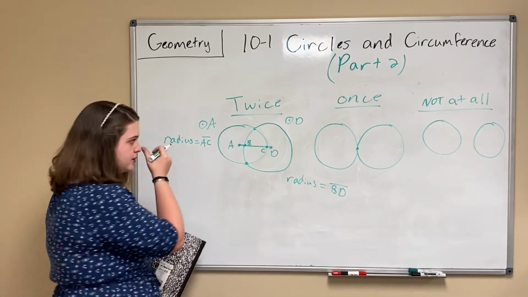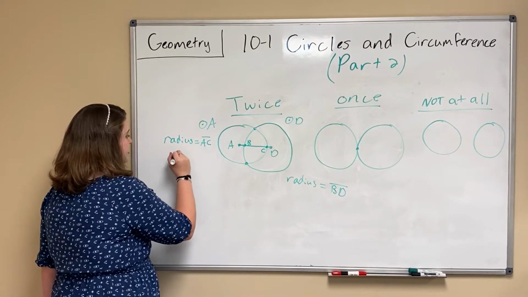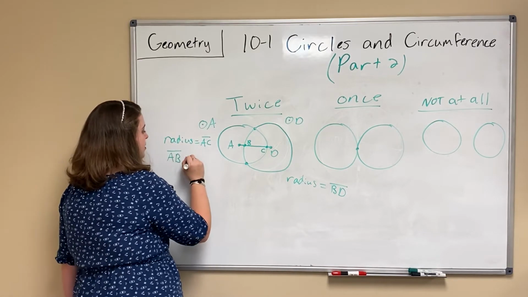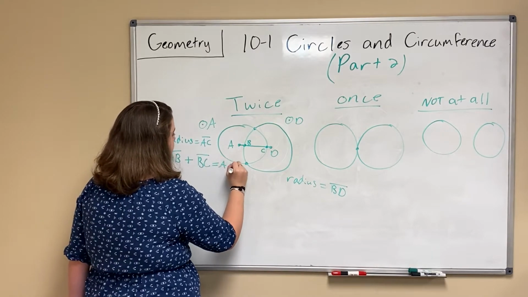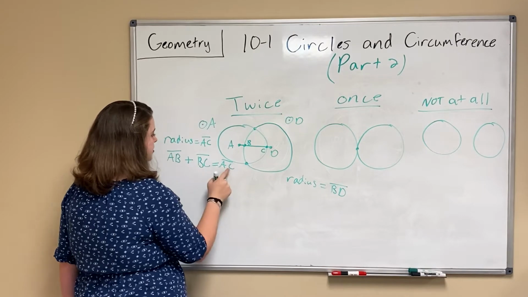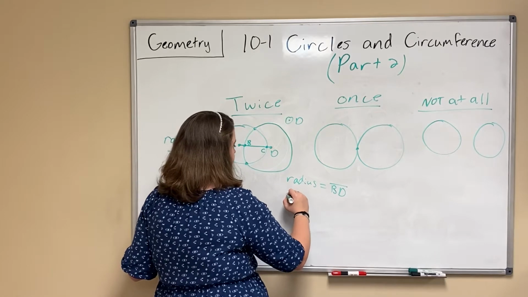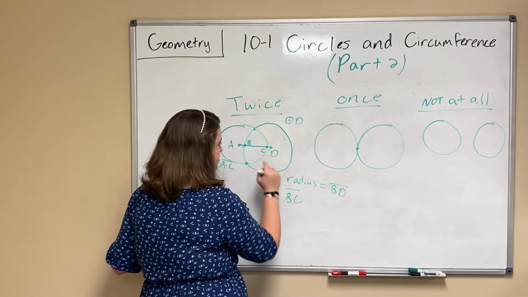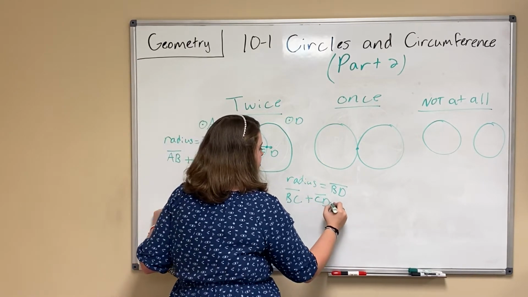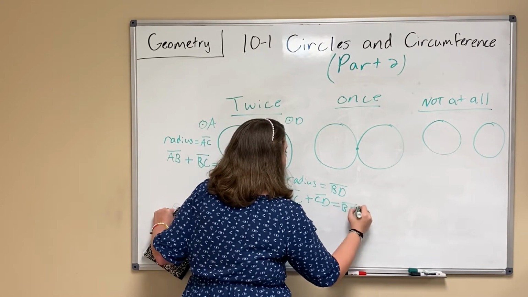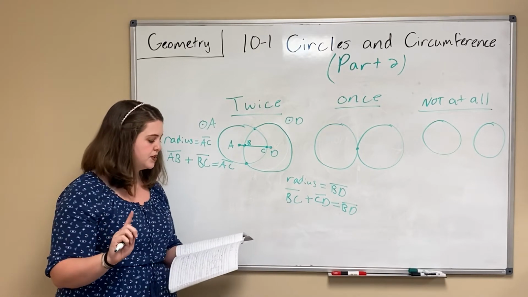So far so good. What else I know about these line segments is that line AB plus line BC is what's going to give me AC, right? AB plus BC gives me the whole line. Similarly, over here, BC, this middle section, plus CD, this little bit here, equals BD, this whole line. Hopefully you're tracking with me so far.